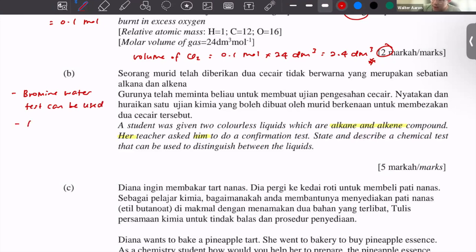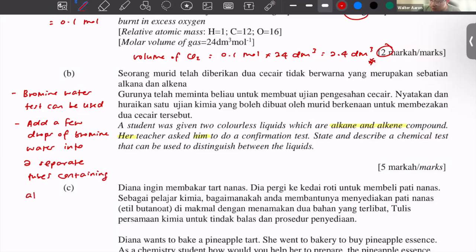And after you say here, add a few drops of bromine water into 2 separate test tubes containing alkane and alkene respectively. Then after that, you can say shake the mixture well.